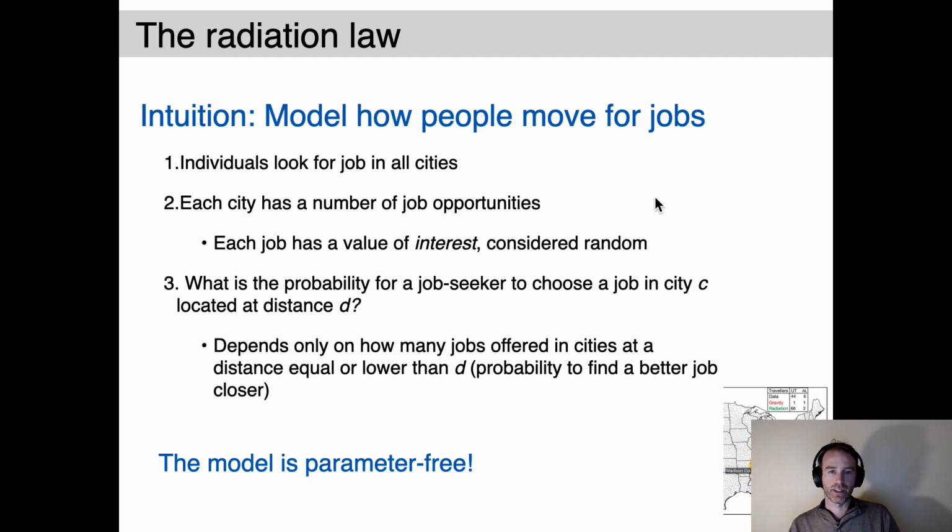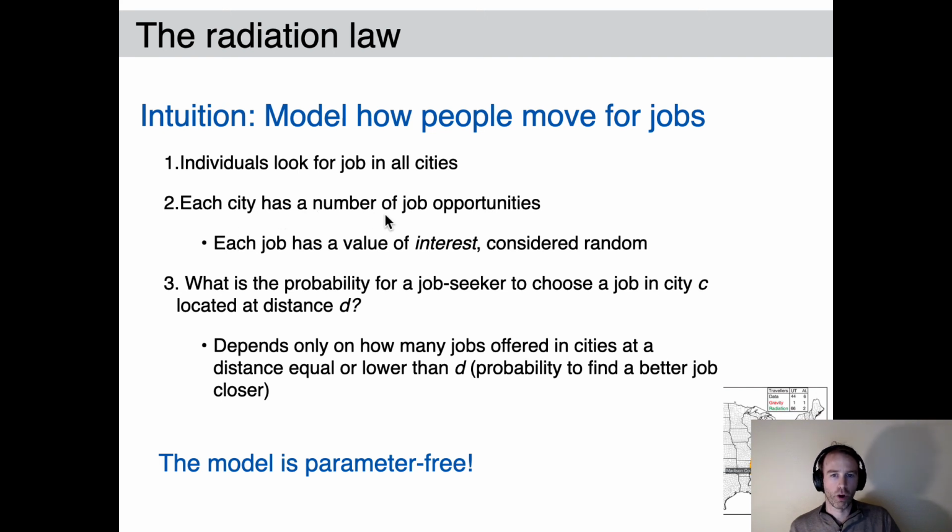It's that to predict the strength of the interaction, you need to take into account what is also available at the same distance. So the typical example is when you have individuals looking for jobs in cities.